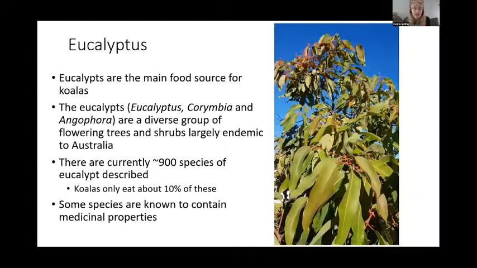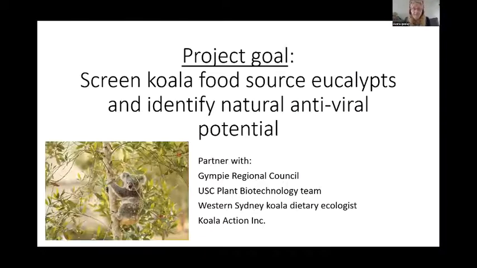So for those of you that know our koalas quite well, koalas eat eucalypts as their main food source, and they're quite a diverse group of plants. Shrubs and flowering trees make up the eucalyptus family, with over 900 species currently characterized. However, koalas only eat about 10% of these, so about 90 to 100 species of eucalypts are known koala food sources. And we do know that a number of eucalypts contain medicinal properties. So this makes it a really promising avenue to see, well, can we find some antiviral properties in these trees?